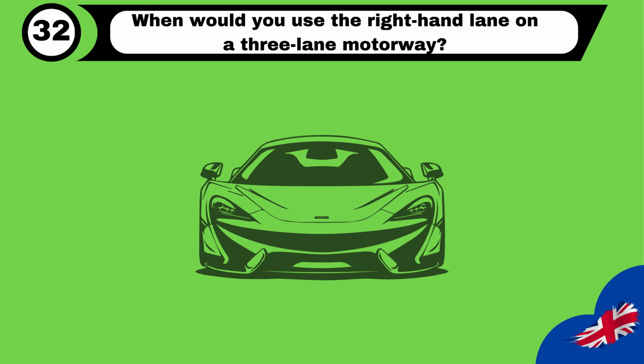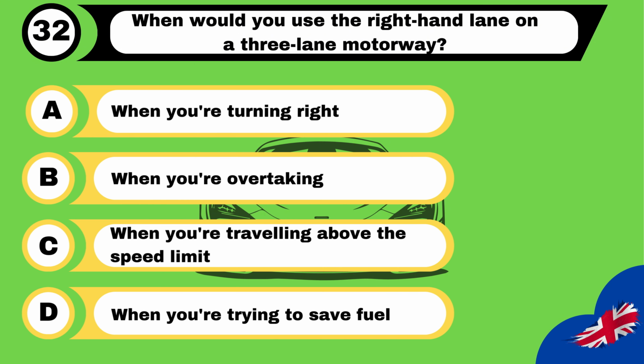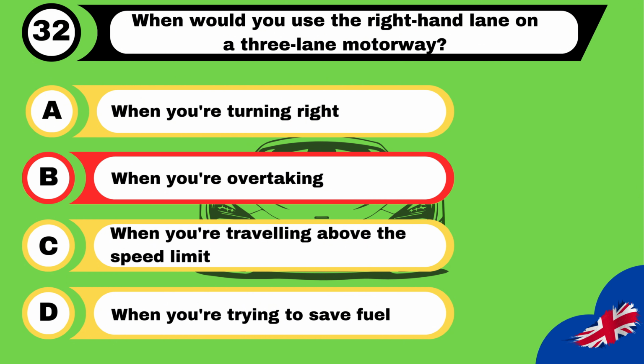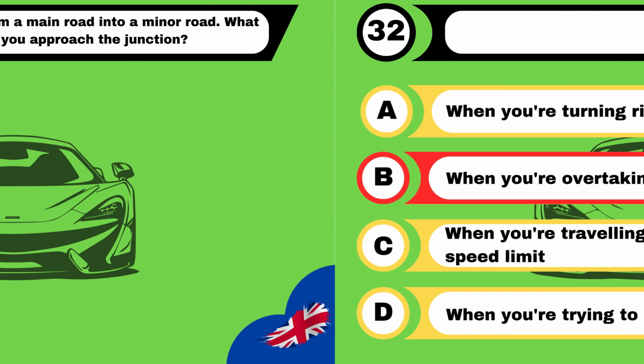Question 32. When would you use the right-hand lane on a 3-lane motorway? A. When you're turning right. B. When you're overtaking. C. When you're traveling above the speed limit. D. When you're trying to save fuel. The answer is B. When you're overtaking.